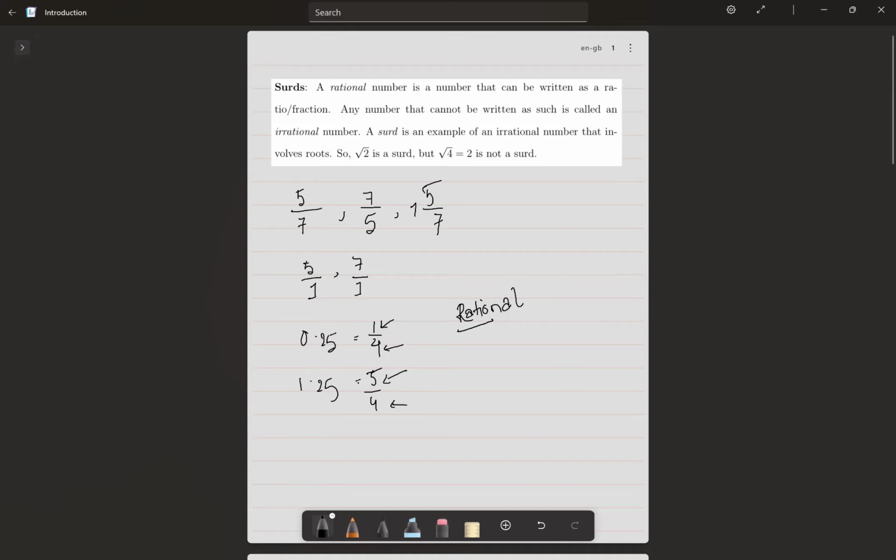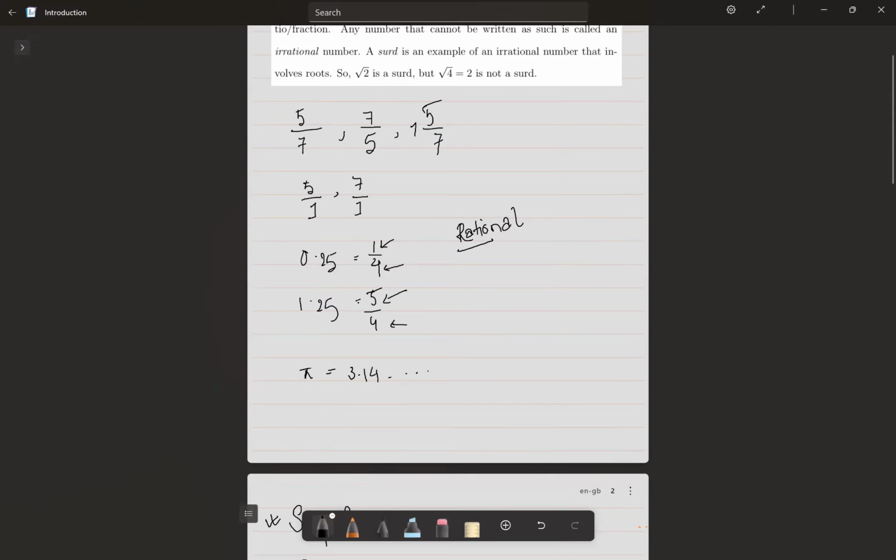But what if we have a decimal number which doesn't end, a very big decimal number, or a number such as pi? If you enter pi in your calculator, you will get 3.14 and then a very big number, a never-ending decimal. So we can say that pi is not a rational number, because if it was, then definitely it would have been given in the calculator as a fraction, but it is not.